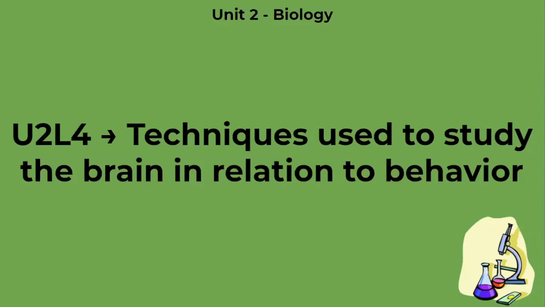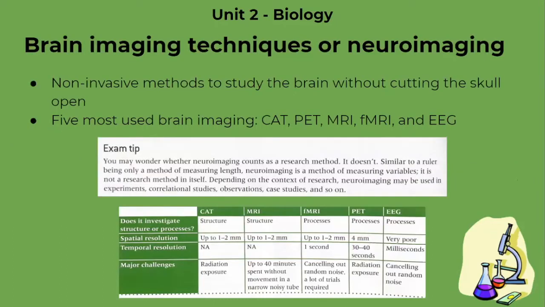For today's lesson, we will be talking about techniques used to study the brain in relation to behavior. So, brain imaging techniques or neuroimaging are non-invasive methods, which means that we do not have to cut the skull in order to study the brain. The five most used brain imaging techniques are the CAT scan, PET scan, MRI, fMRI, and the EEG.